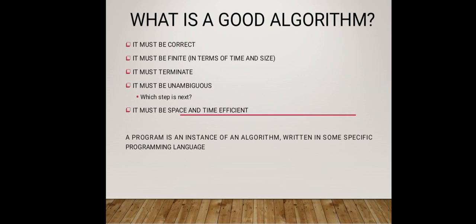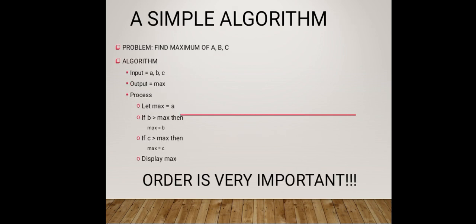So a program is just an instance of an algorithm written in some specific programming language. Now I'm going to introduce you to what we call the PL and the NL. PL means programming language, NL means natural language. So, a simple algorithm.